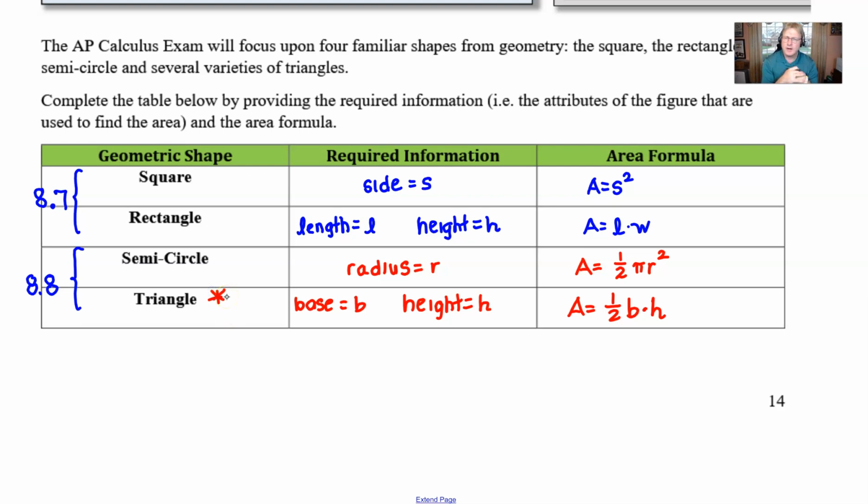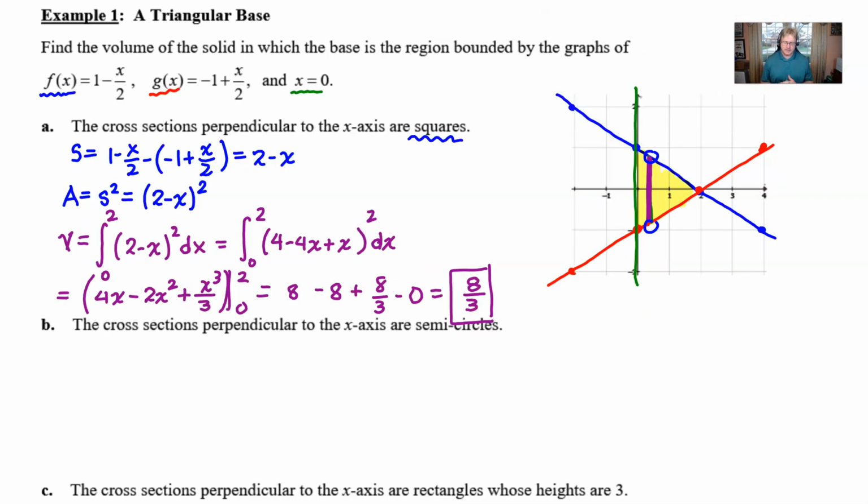Now, I'm going to put a little star by the triangle, and I just want to warn you ahead of time: the triangle is going to be the most challenging shape. And the reason is because there are very many different kinds of triangles. We could have isosceles triangles, right triangles, or equilateral triangles, and each one has a bit of a different wrinkle. And so we'll have to focus on those here in this video.